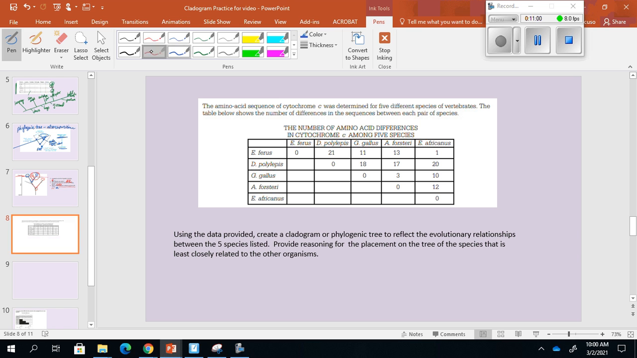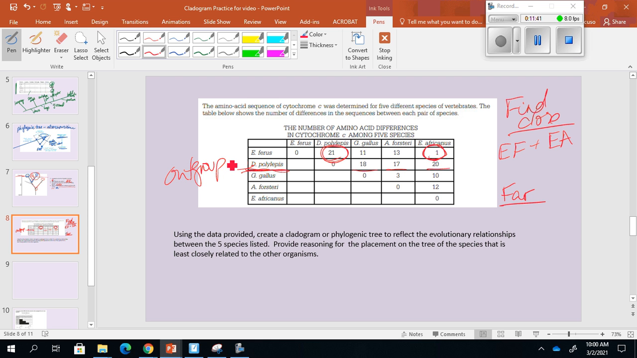So the first thing I want to do is find any that are close, and I want to find any that are far. So what is really close? Ooh, this only has one difference. So the EF and the EA are going to be super close on here. And then I want to find ones that are far. Okay, this is definitely far. So, oh, and look, this D guy, he's far from everybody. This is going to be my outgroup.